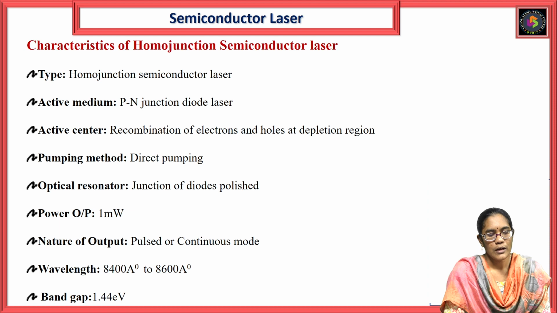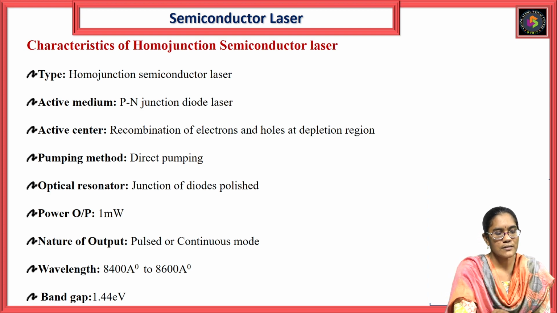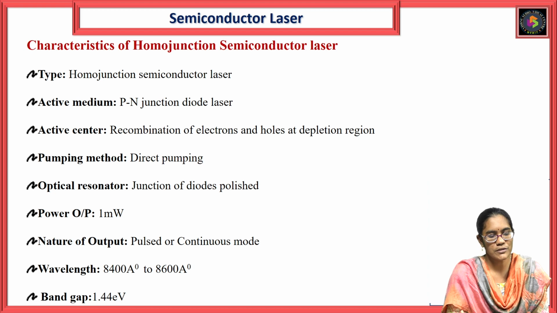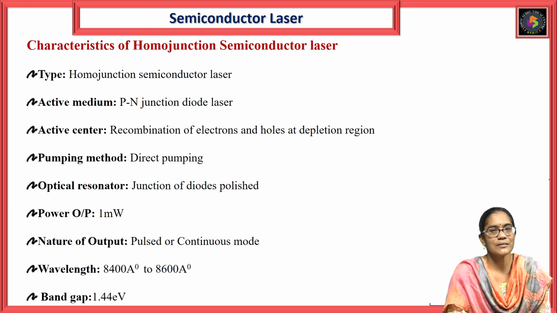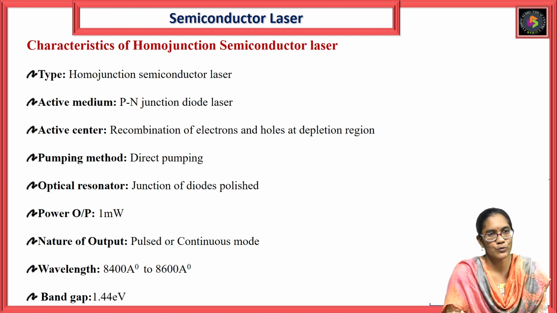So, as I am discussing the homojunction semiconductor laser, it has some characteristics. The first type of semiconductor laser is the homojunction semiconductor laser, and here the active medium is a PN junction diode laser, and the active center is the recombination of electrons and holes at the depletion region, and here the pumping source is direct pumping. And the optical resonator is nothing but the combination of two mirrors.